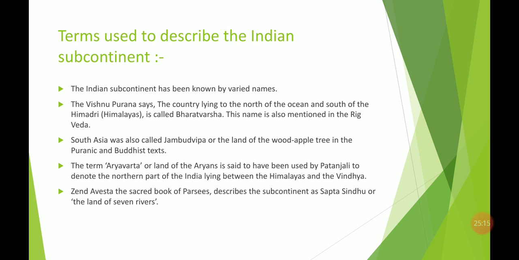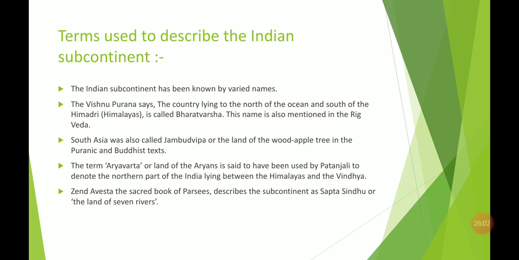There is a Parsi sacred book, the Zend Avesta. It says that the Indian continent was known as Sapt Sindhu because it was considered the land of seven rivers. Also, the Greek people, whom you have studied in classes, like Alexander and many more, used to pronounce Indian as Indoi. The people of the Indus they called Indoi. This was the name given by the Greek people.